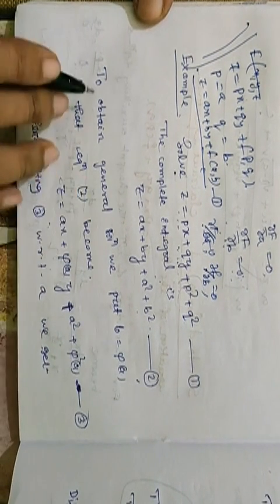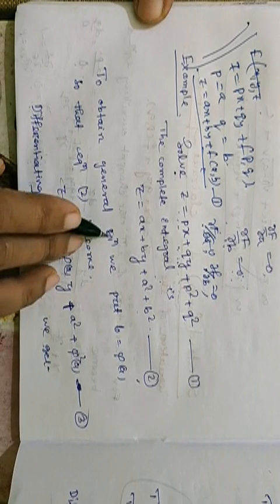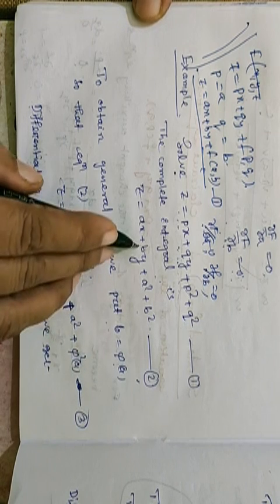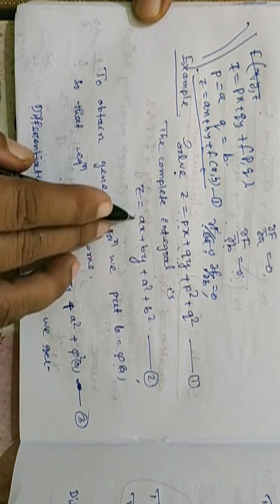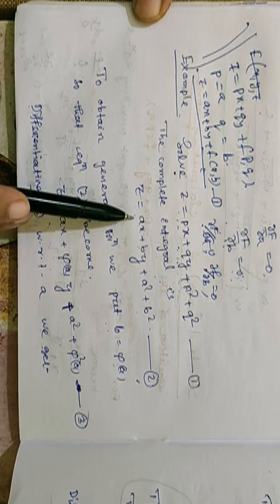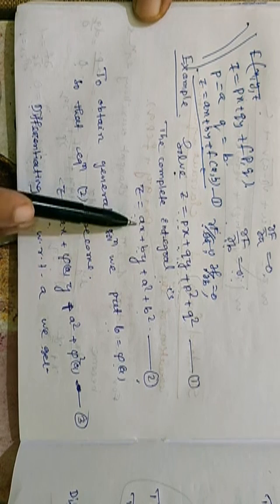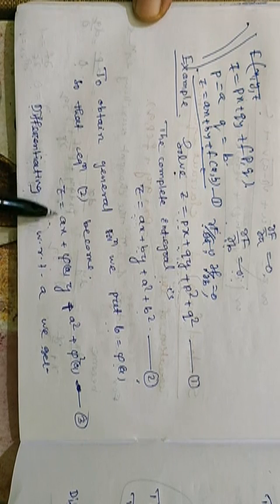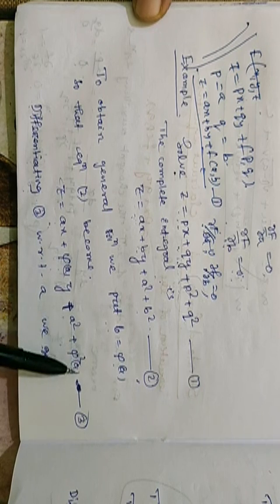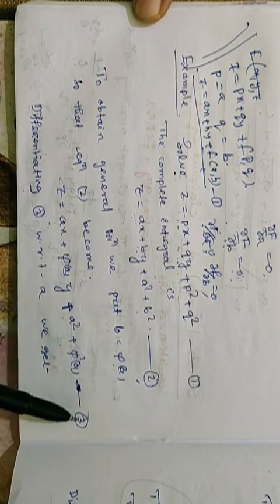Now to obtain the general solution, what we will do is put b is equal to phi(a), because a and b are constants. So one can be written as a function of another. So write b is equal to phi(a). So this equation is written as z is equal to ax plus phi(a)y plus a square plus phi square(a). Look at this equation 3.